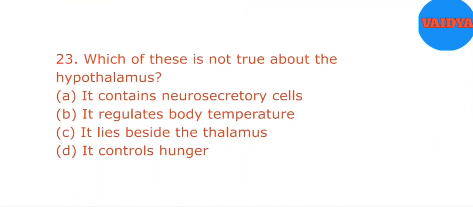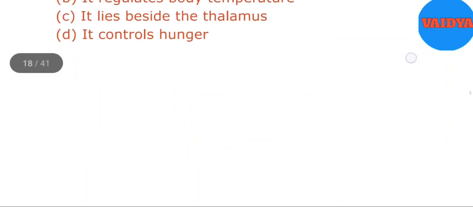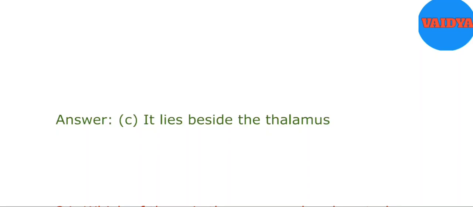23. Which of these is not true about the hypothalamus? A. It contains neurosecretory cells. B. It regulates body temperature. C. It lies beside the thalamus. D. It controls hunger. Answer: C. It lies beside the thalamus.